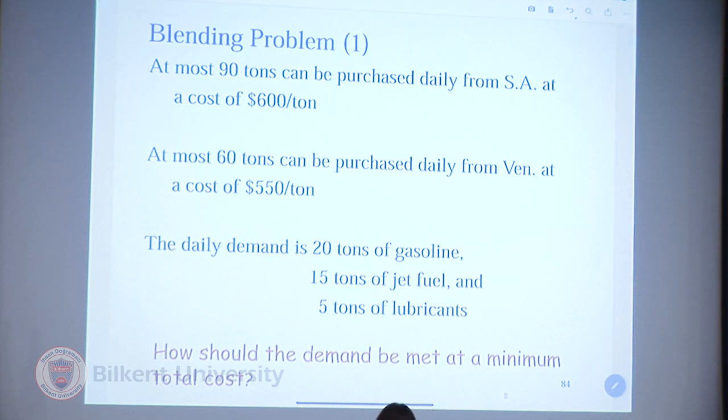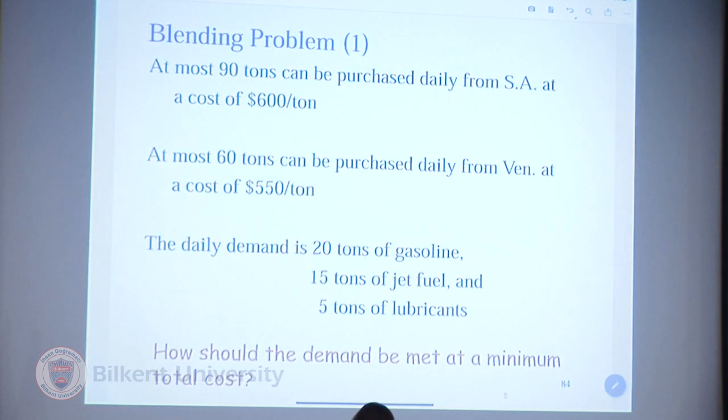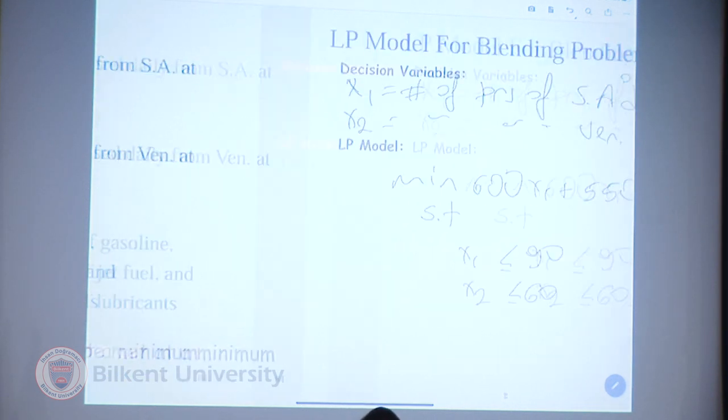Now, if I don't say anything else and just leave this like this, the optimum solution is 0. Don't produce anything, cost is 0. So we have to tell the model that I need 20 tons of gasoline, 15 tons of jet fuel, and 5 tons of lubricant. Let's memorize the gasoline: 0.3 from Saudi Arabia and 0.4 from Venezuela.